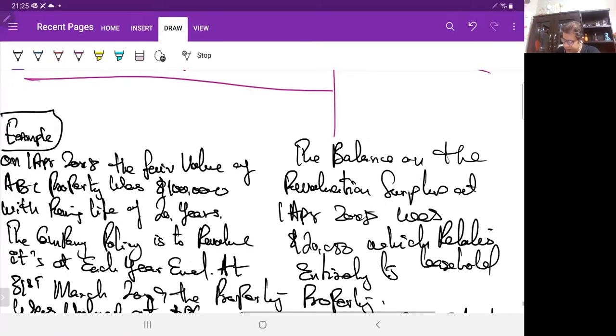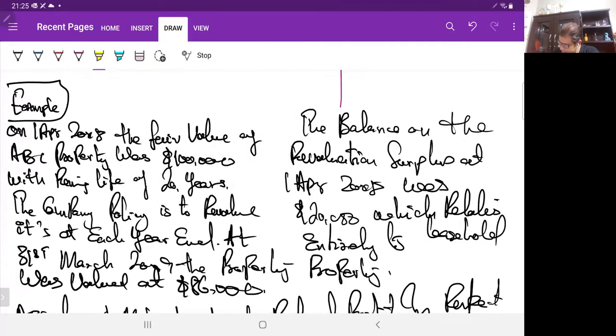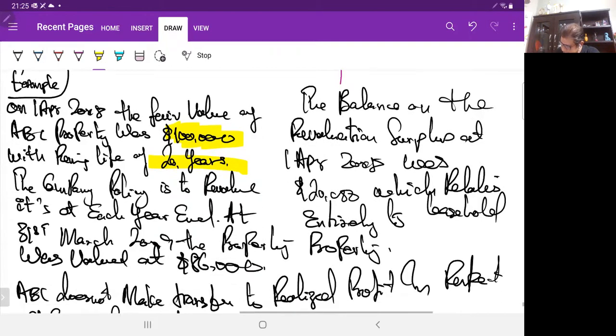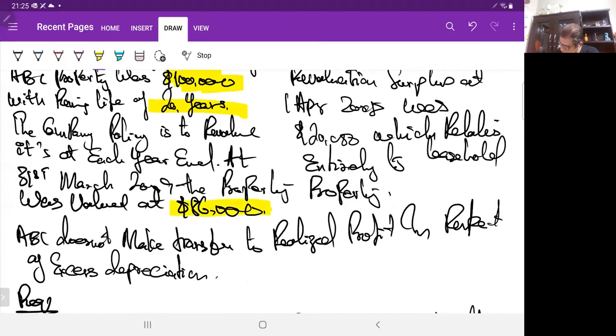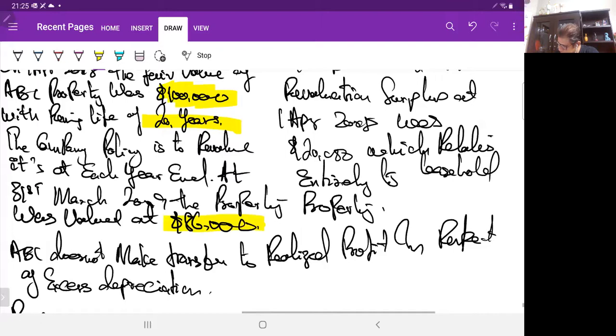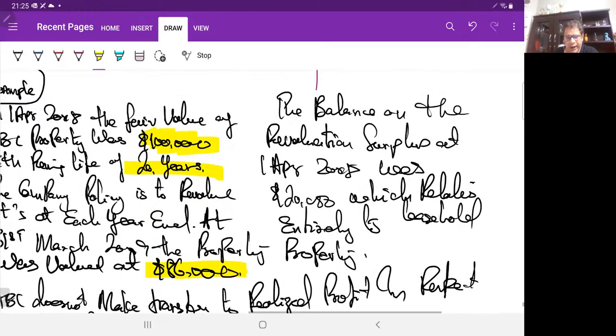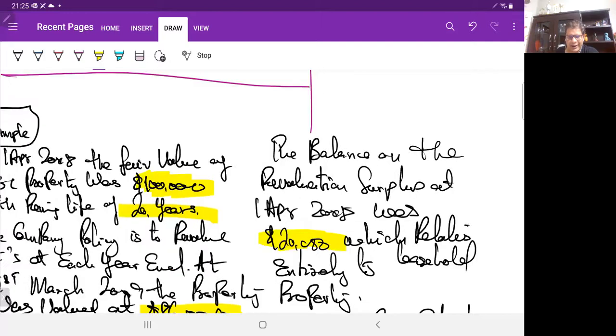Okay, now let's do the related example. On 1st April 2008, the fair value of ABC property was 100,000 with remaining life of 20 years. The company policy is to revalue its assets each year, and at 31st March 2009, the property was valued at 86,000. The balance on the revaluation surplus at 1st April 2008 was 20,000. That is the opening revaluation reserve, right? Which relates entirely to leasehold property.